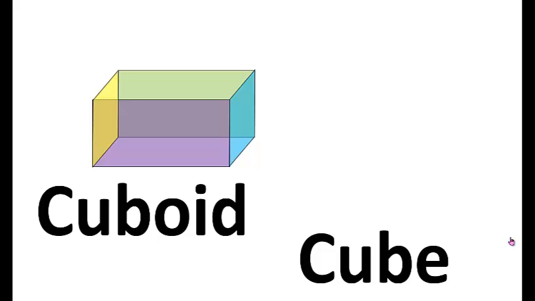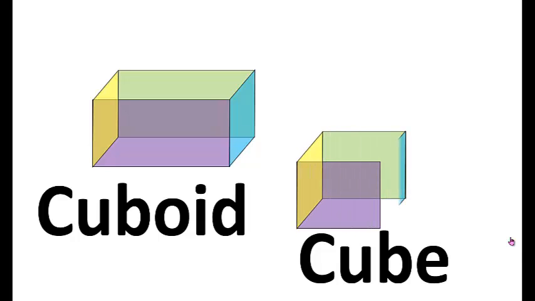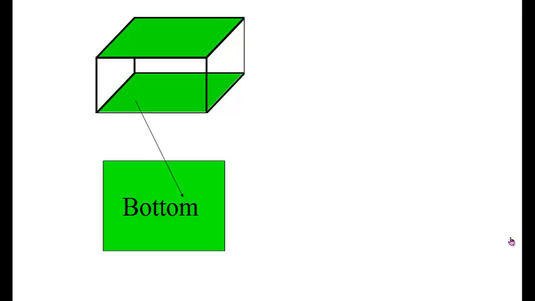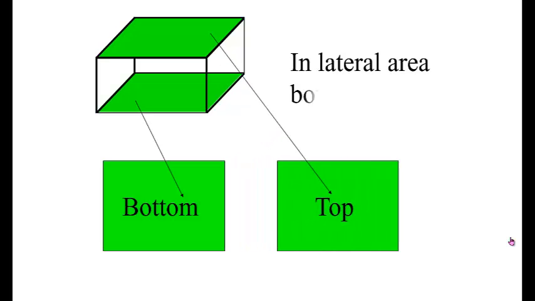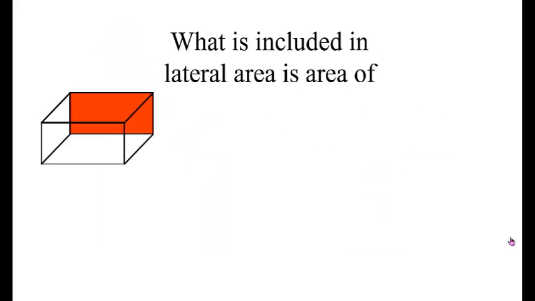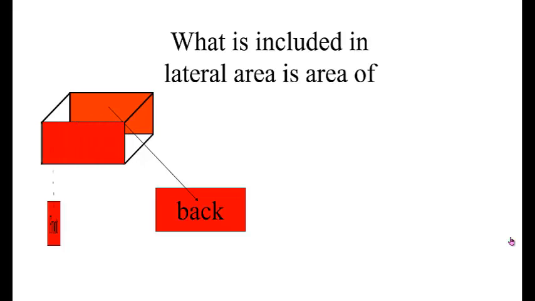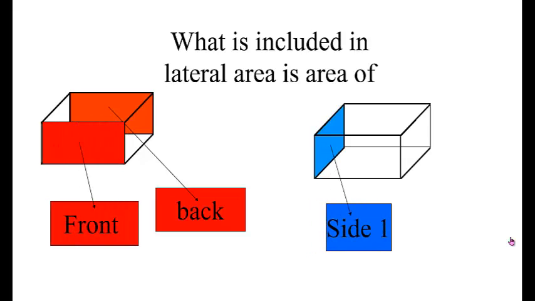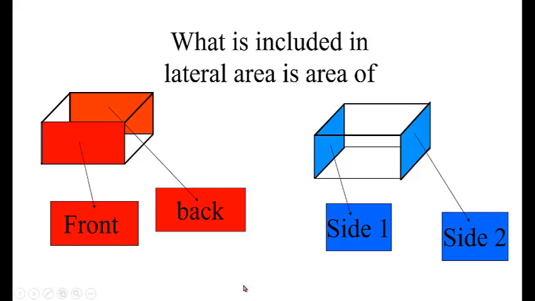The same goes for calculating lateral area for a cube. I also have to calculate the area of the four side faces. So to make it clear, the bottom and the top are not included when I am calculating the lateral area. What is included in lateral area is the area of the back, the front, side 1 and side 2. So again, only four faces are included when I am calculating the lateral area of either a cube or a cuboid. Bottom and top are not included.